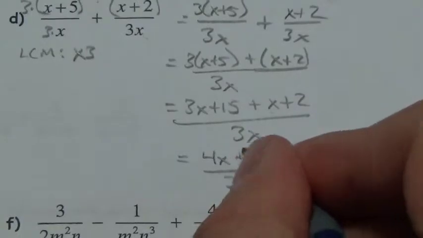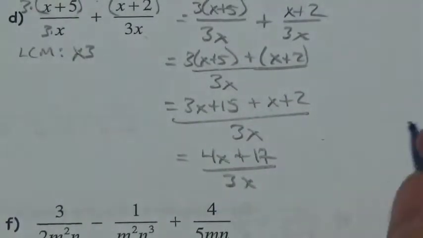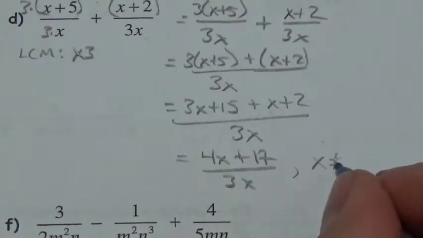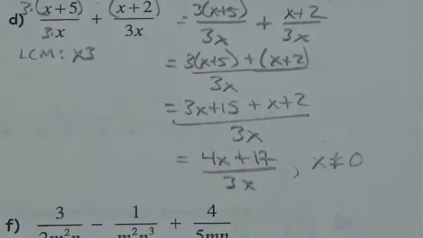Okay? So remember, the numerator tells you how many you've got. The denominator tells you the size of the objects that you're adding together. In this case here, I didn't really cancel anything out, so I'm just going to state the restriction that I see right there, and I see that x can't equal 0.